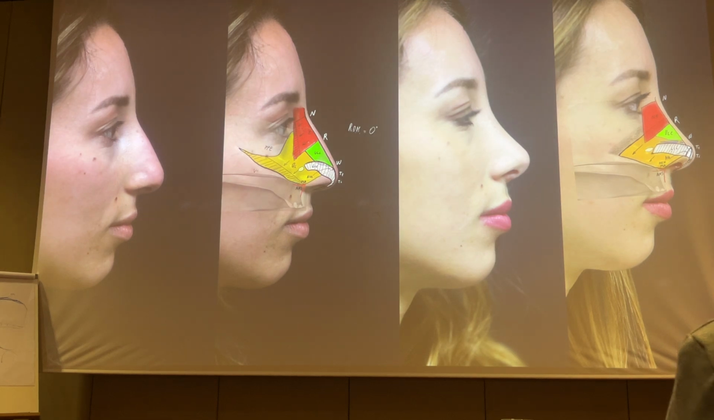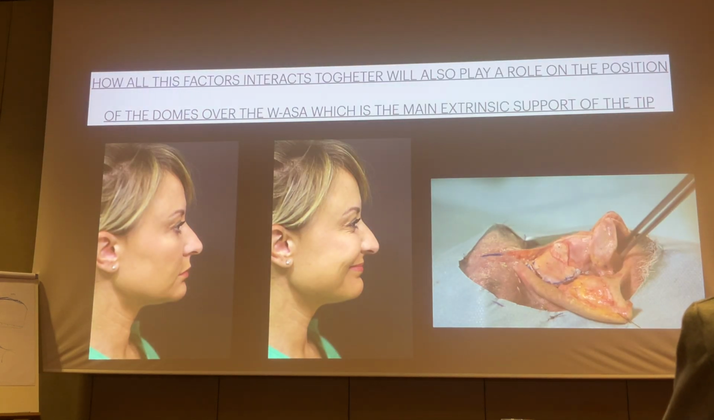I want to show you this case. For example, if we analyze the anatomy, you can see that the lateral crura is actually not too long. The septum is pushing, so I'm planning to make a low septal sweep to bring this torsion down and to give a rotation to the tip. And as you can see, look the difference. TSTI is here, while when I finish the surgery, TSTI is exactly over the Wasa. Okay? So, of course, all those factors play together and then you obtain a result.